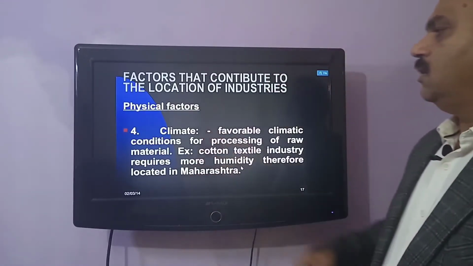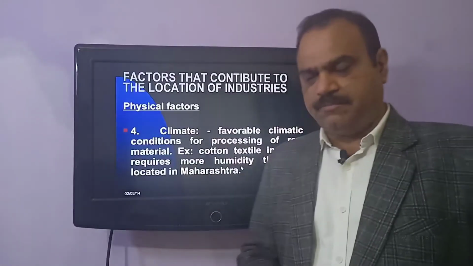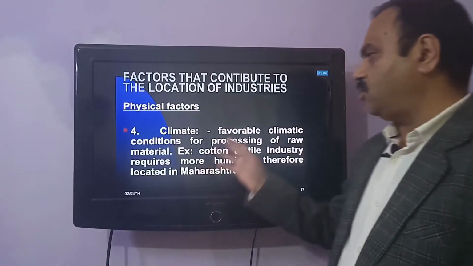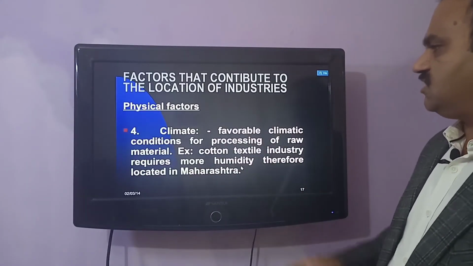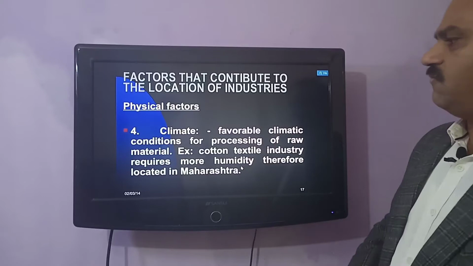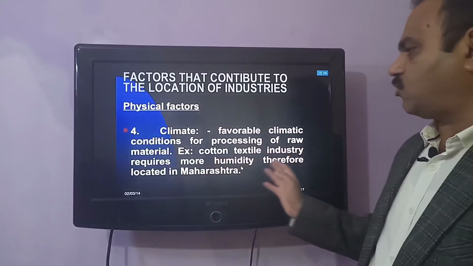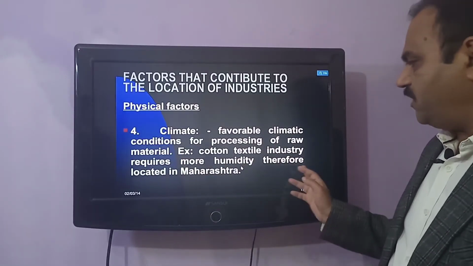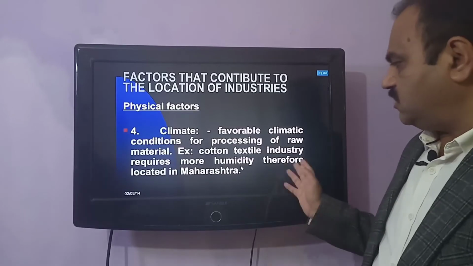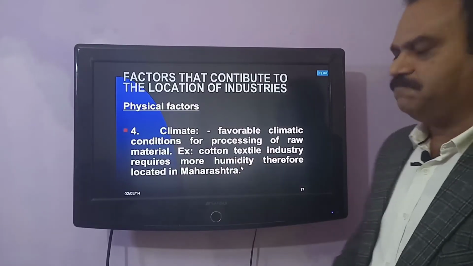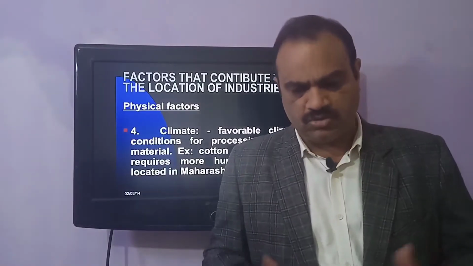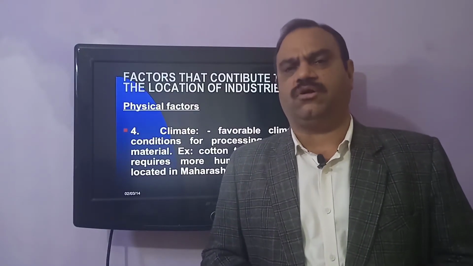Climate also plays an important role in this as well, because we see that favorable conditions are needed for processing of raw materials. Cotton textiles require more humidity, therefore they are located in Maharashtra. So climate also plays an important role in location of the industry.